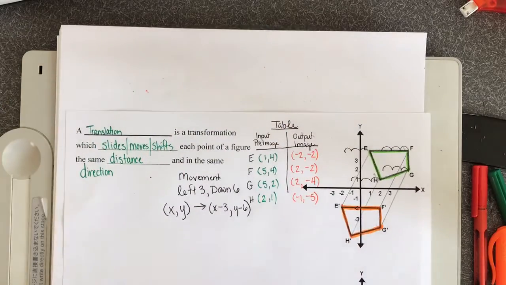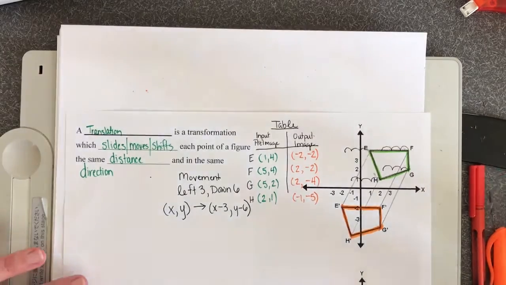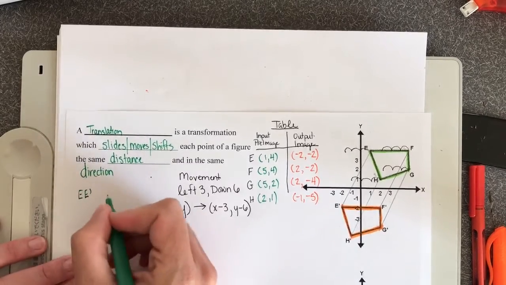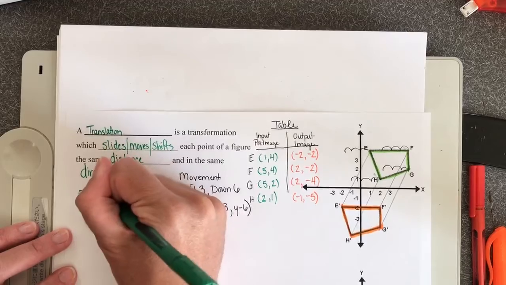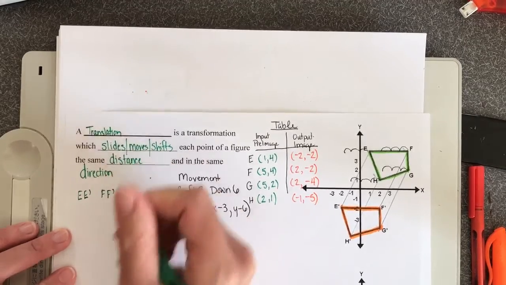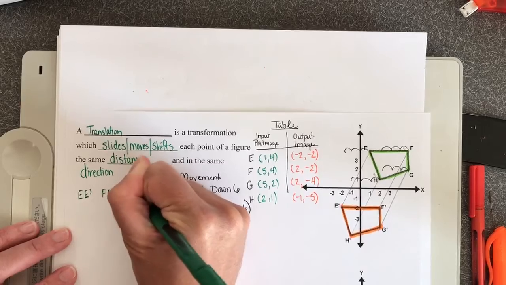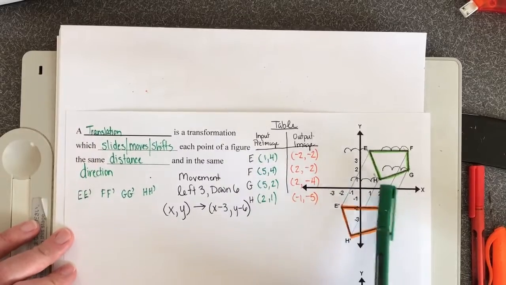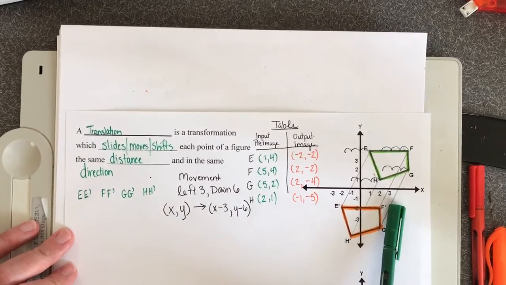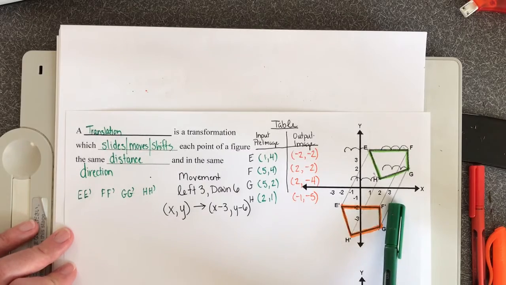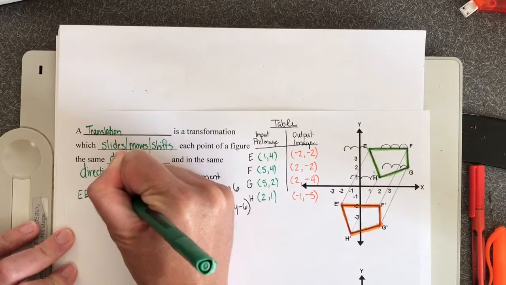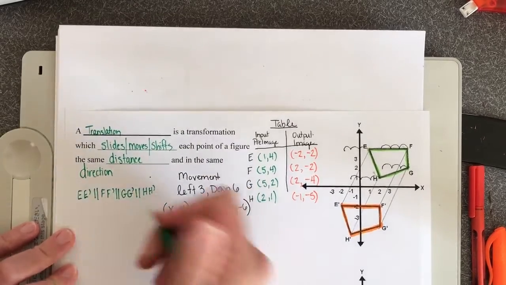If you look at all these segments that I've just drawn, from E to E prime, F to F prime, G to G prime, H to H prime, notice that those segments never cross. Well, what does that mean when we have segments in the coordinate plane that never intersect? They're parallel to each other. So the segments are all parallel. Your double arrows are the symbols that you use for parallel.